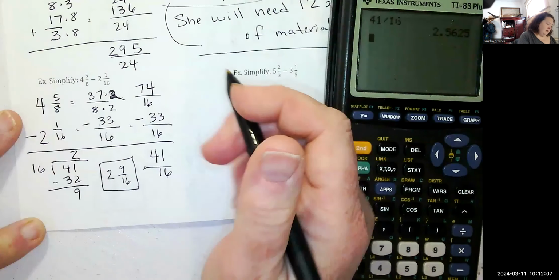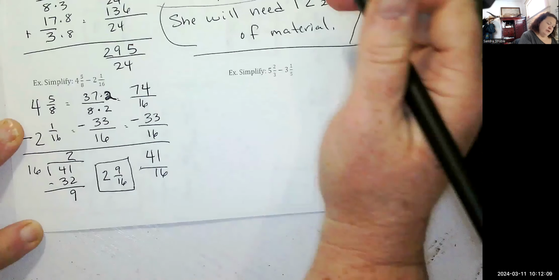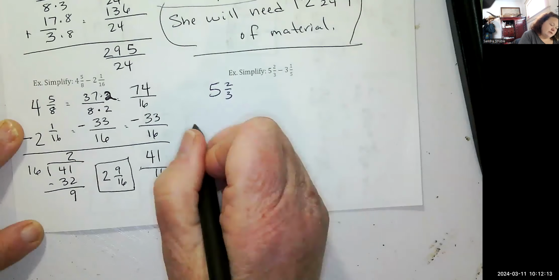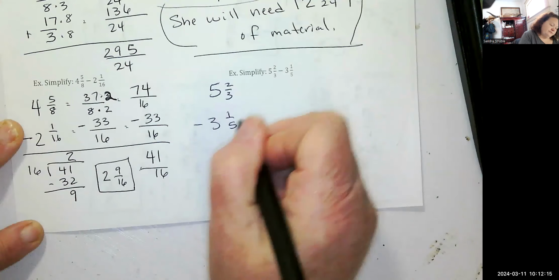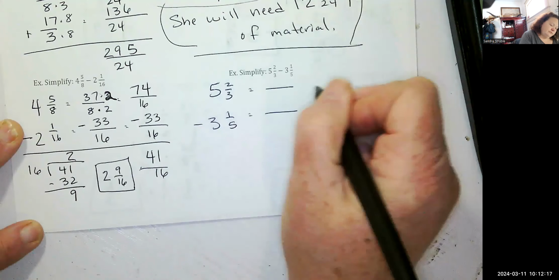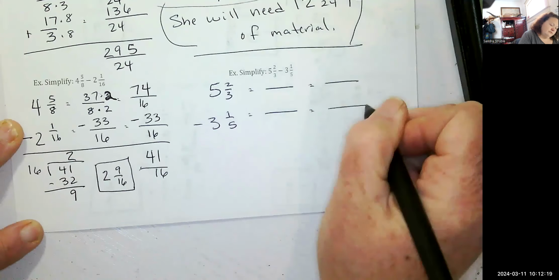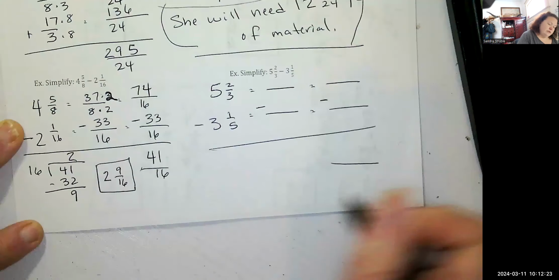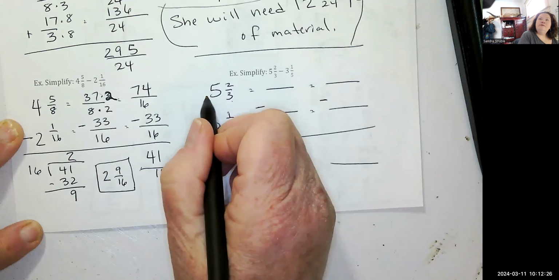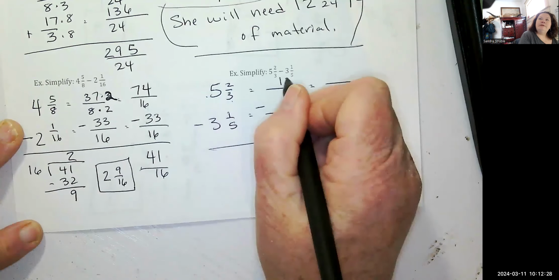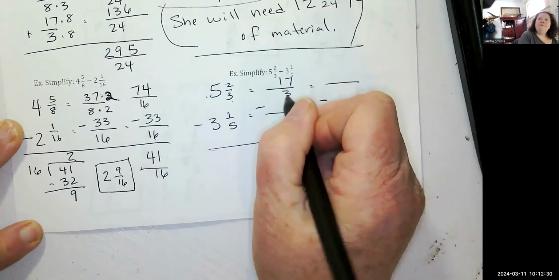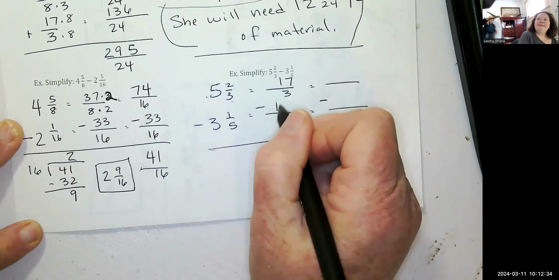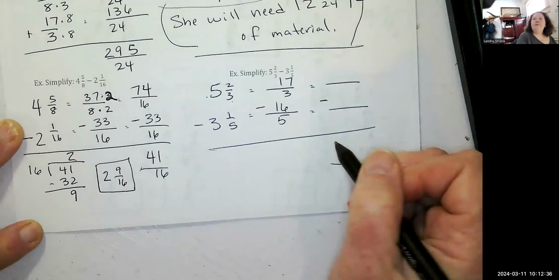Okay. Next one. 5 and 2/3 minus 3 and 1/5. And this one's going to be a negative all the way across. 3 times 5 is 15. 15 plus 2 is 17 over 3. 5 times 3 is 15. 15 plus 1 is 16 over 5.